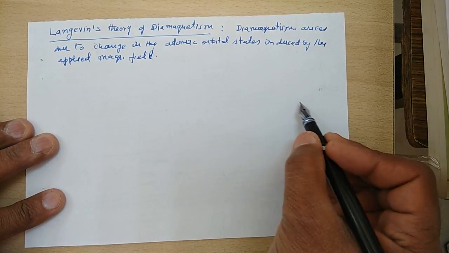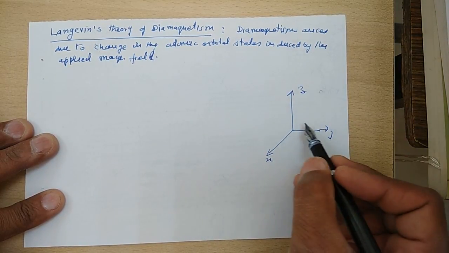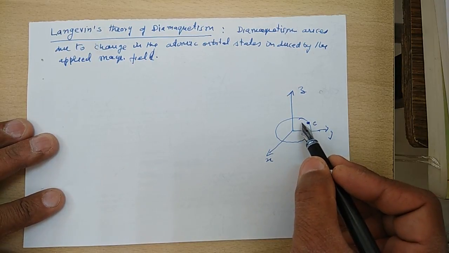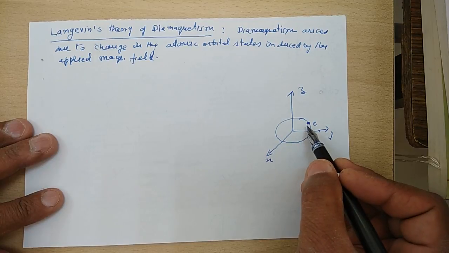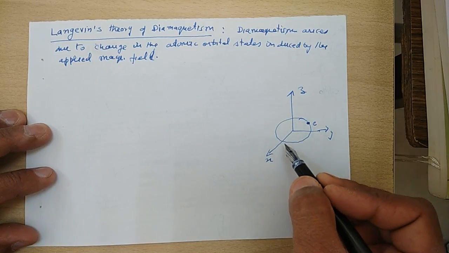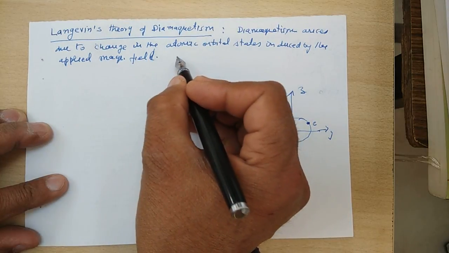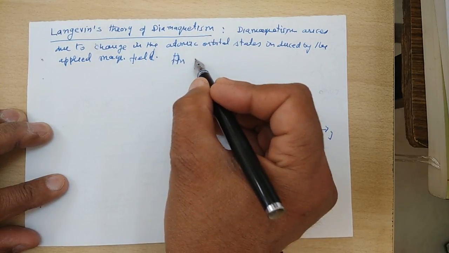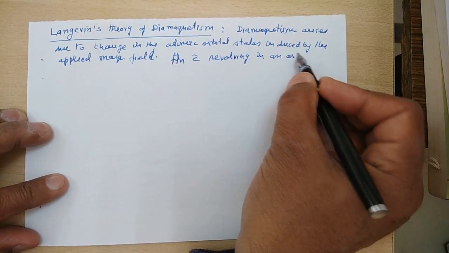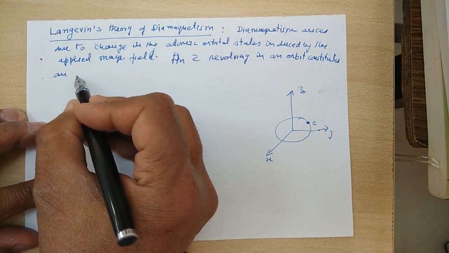So you know that when we say that, for example, here I will consider this is the plane X, Y, Z, and here we consider the electron which is orbiting around the nucleus. We know that an electron revolving in an orbit constitutes an electric current.